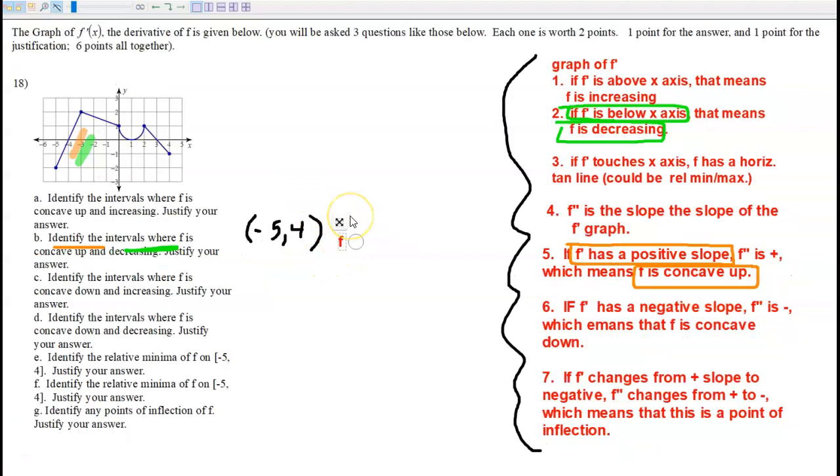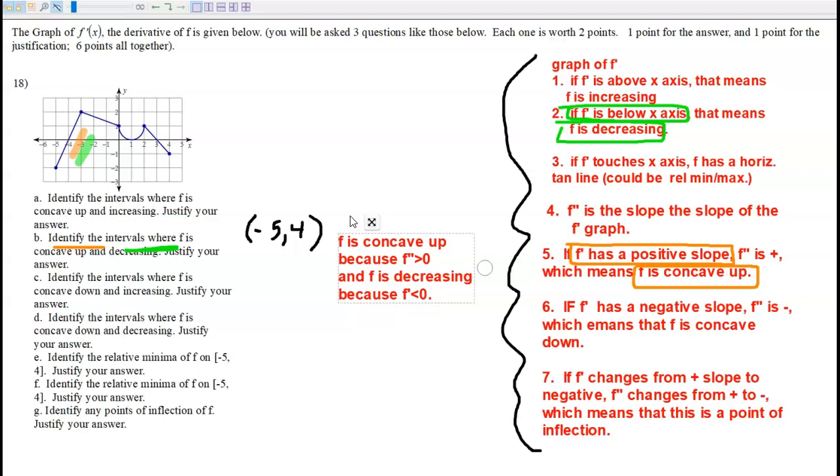All right, so f is concave up because f double prime is greater than 0. And f is decreasing because f prime is less than 0. Now you don't need to get into the things talking about the slope or the below or above the x-axis. That doesn't matter. All that matters is stating the facts about f prime and f double prime.